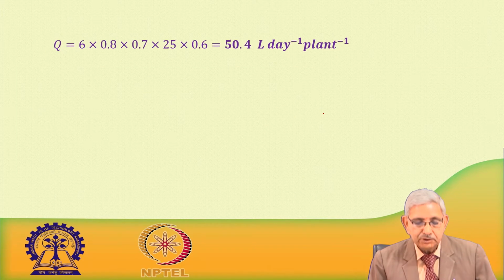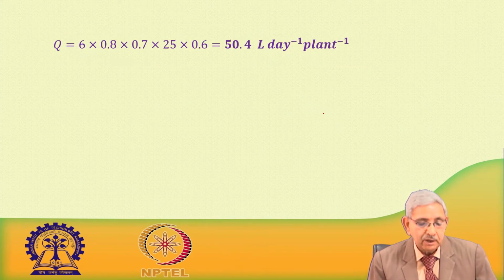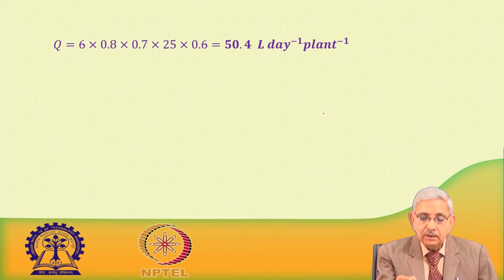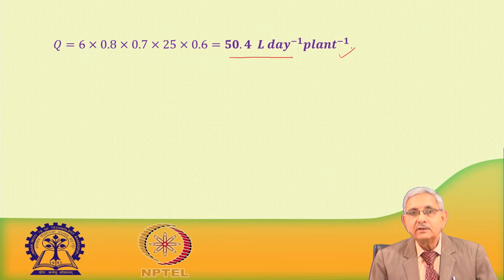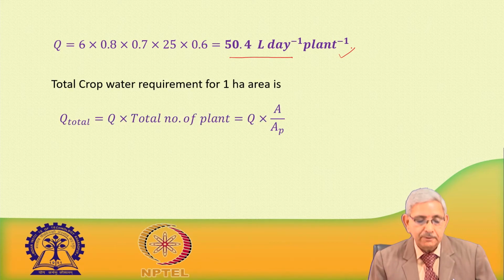So, we are substituting the values, that Q equal to 6 millimeter. So, 6 into 0.8 into 0.7 into 25 multiplied by 0.6. This is giving 50.4 liter per day per tree, because it is a mango plant which has reached 60% wetting, meaning it is a fully matured crop, and in the month of April the daily water given is 50.4 liter per day.